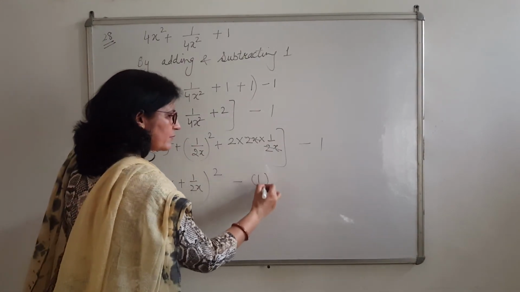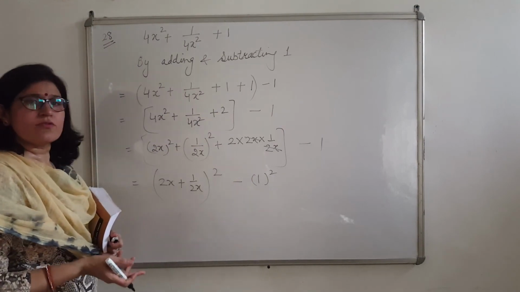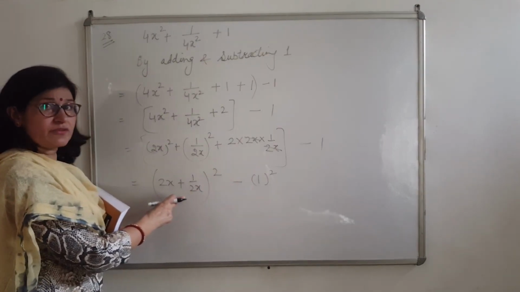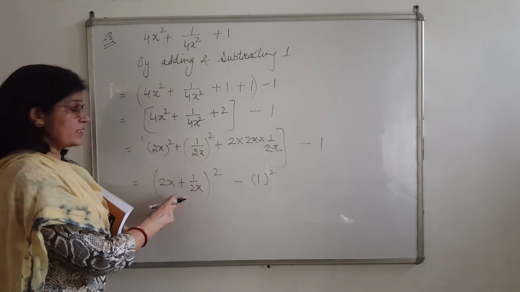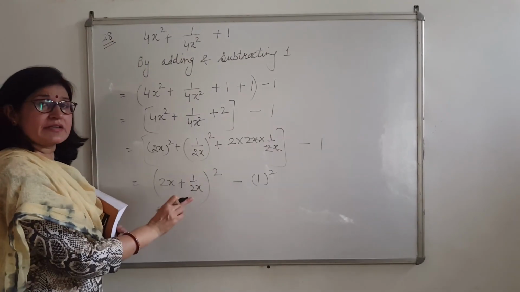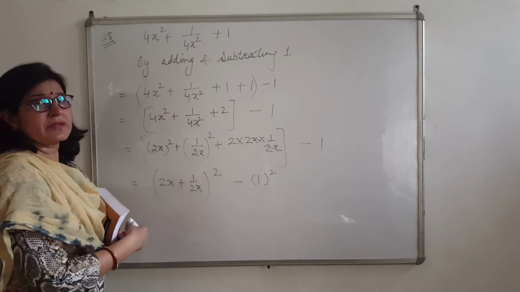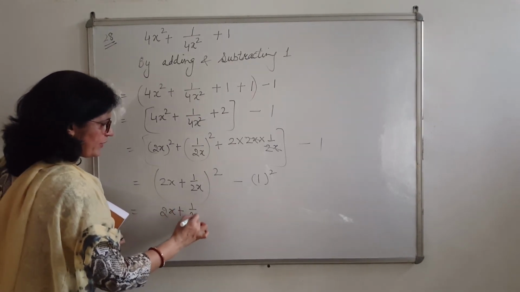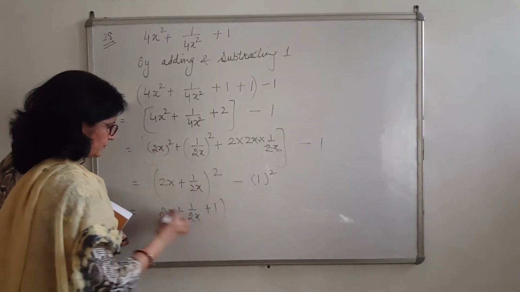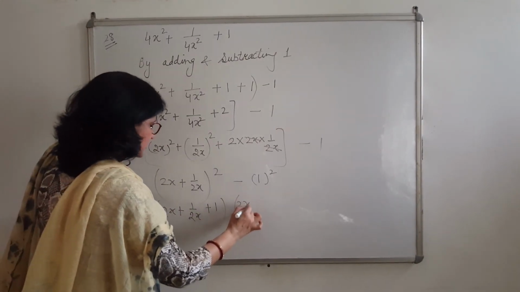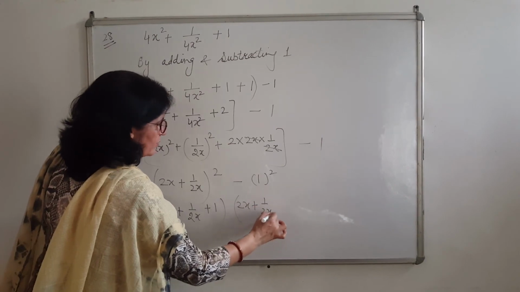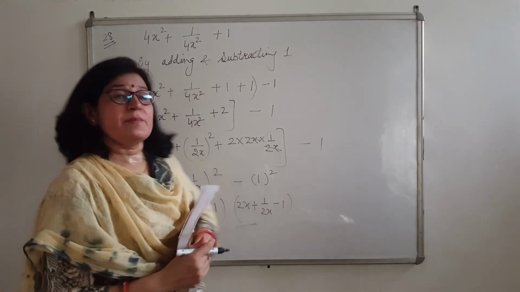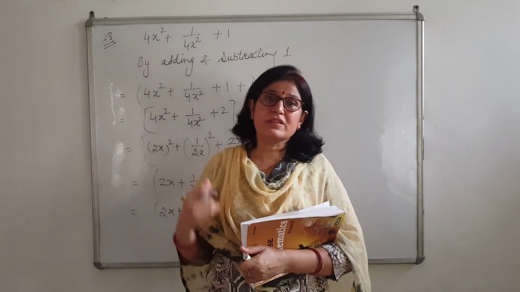Here 1 is the square of 1. Now we get this term in the form of a difference of two squares. So how will we factorize? One factor we take as their addition, one as their difference. 2x plus 1 over 2x plus 1, and 2x plus 1 over 2x minus 1. So these are the factors. The remaining parts you can also try with the same method.